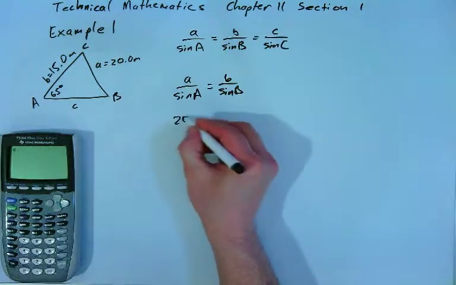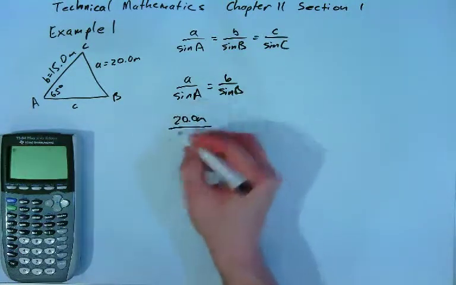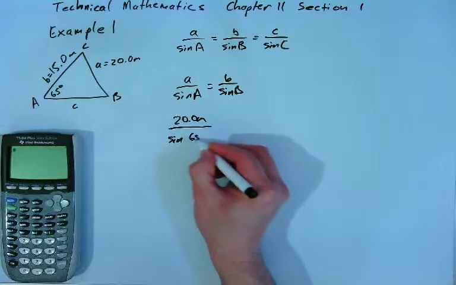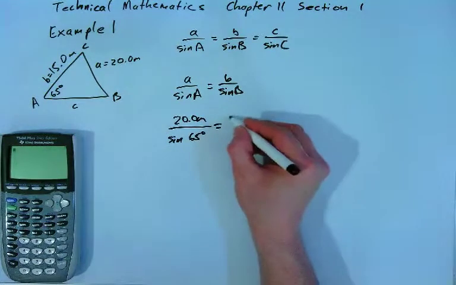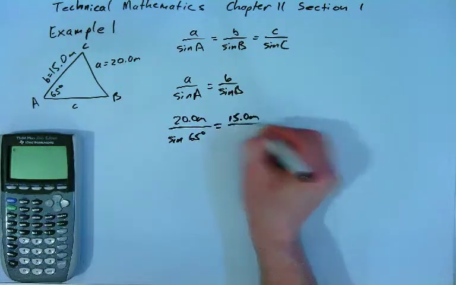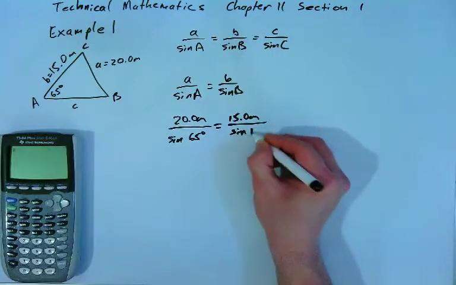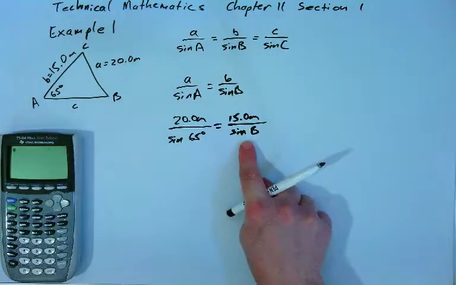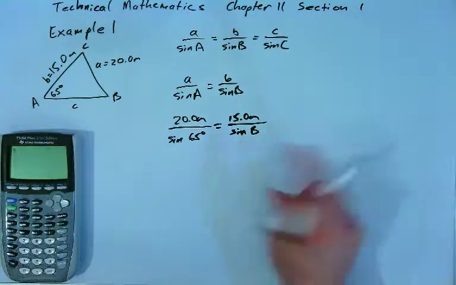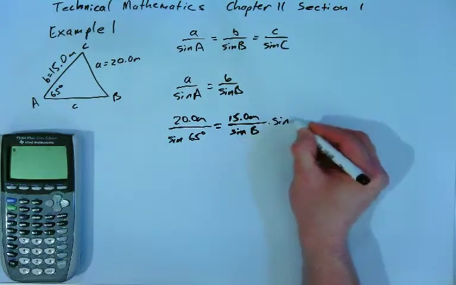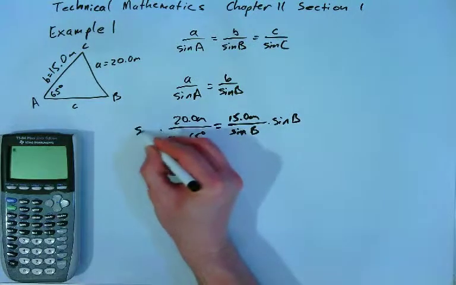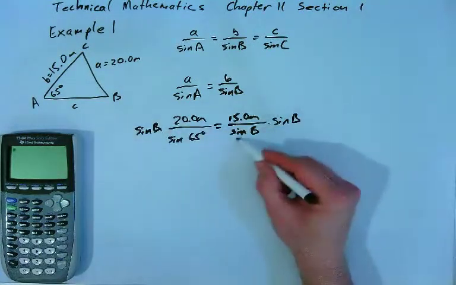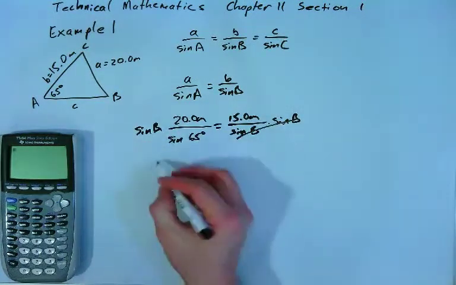So we know that side A is 20 meters, angle A is 65 degrees, side B is 15 meters, and angle B is what we're looking for. And so we want to solve the equation first for sine B. So we'll multiply both sides by sine B so that it won't be in the denominator anymore.